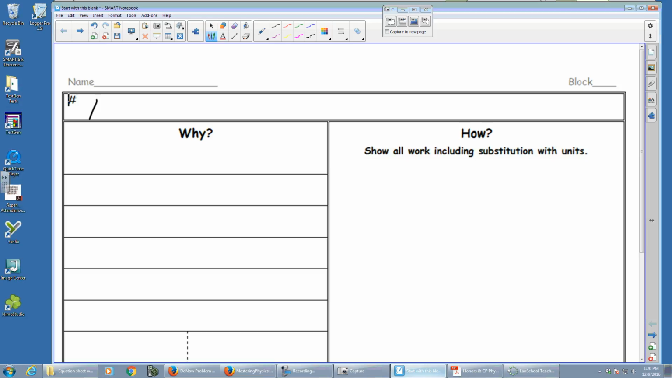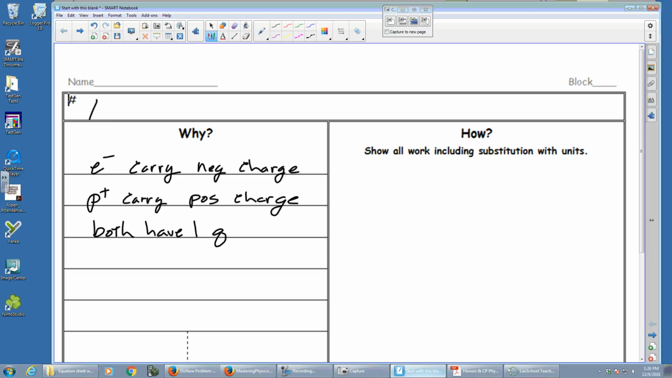So you'd probably write in here: electrons carry negative charge, protons carry positive charge. Both have one quanta of charge.